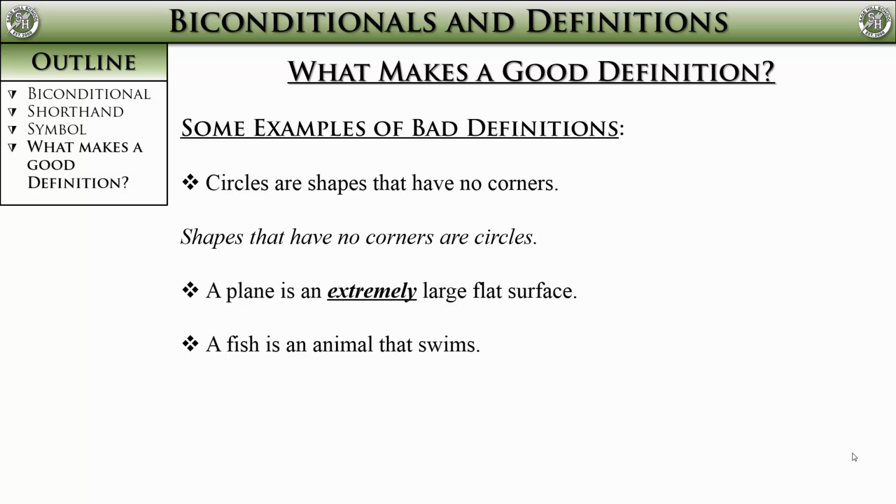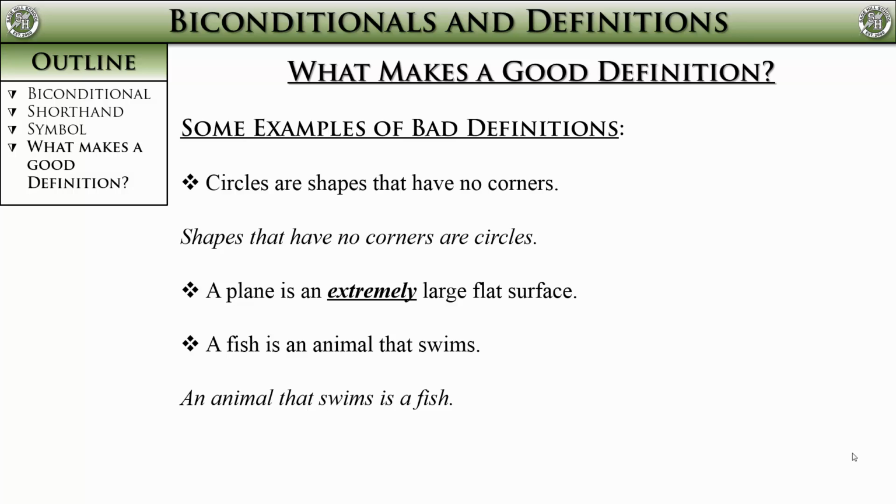This one says, a fish is an animal that swims. That's true enough, but it needs to be reversible. We should be able to write it as a biconditional. But let's look at the converse. There are many animals that swim that aren't fish. Whales, humans, frogs, etc.